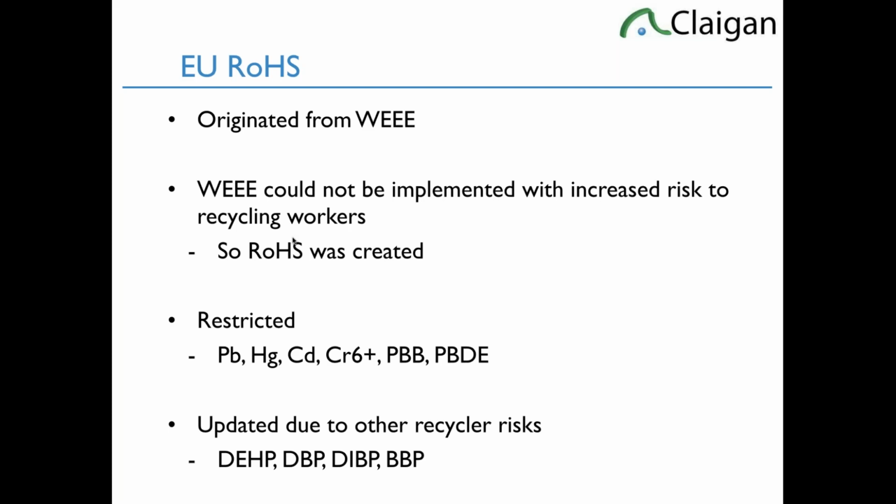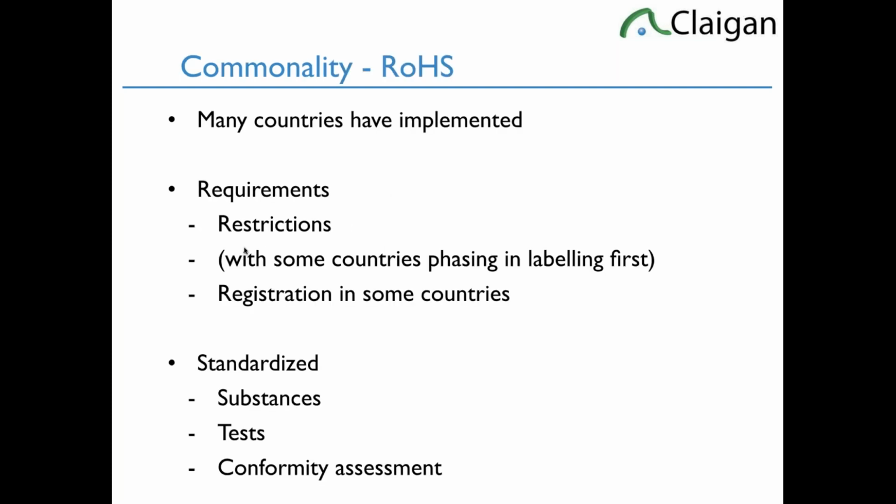So RoHS came from WEEE, and it was one of the first ones. Now, one of the commonalities many other countries have implemented, and they've implemented mostly restrictions, with a number of countries like China, for example, or Taiwan, phasing in labeling first before restriction. And some countries have registration. Their compliance processes do not necessarily have the trust of self-declaration. So there's a registration aspect. So whether or not that's UAE or Eurasian, so the Russian group, or Korea, they don't necessarily have the same trust in self-certification. So there's a registration element. And that's because of the way the compliance system works.